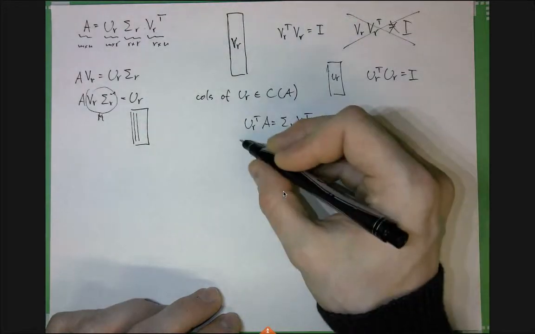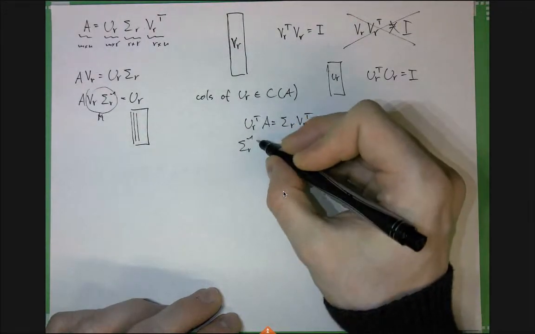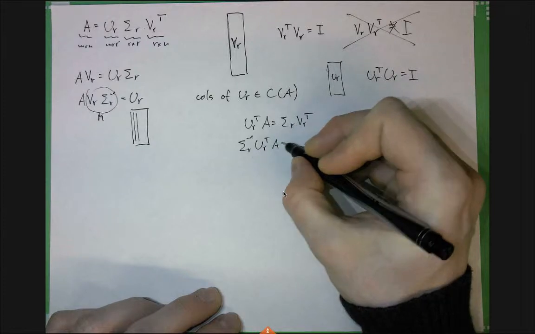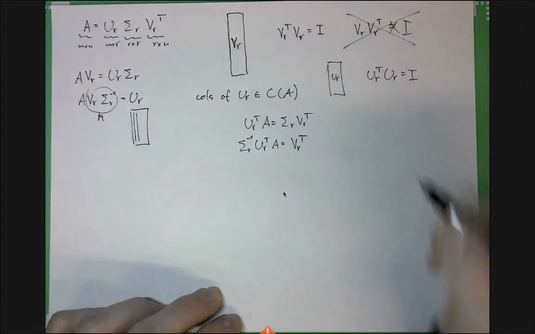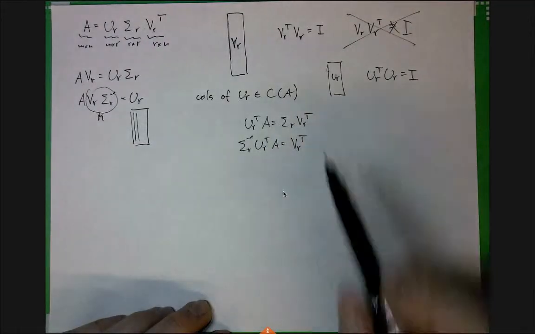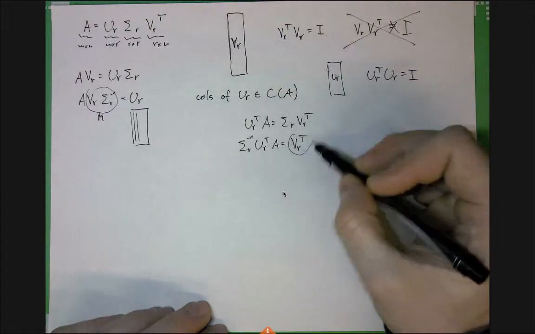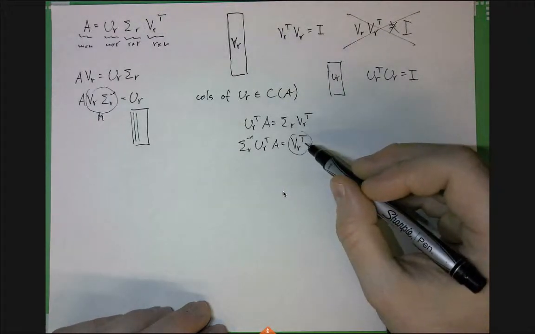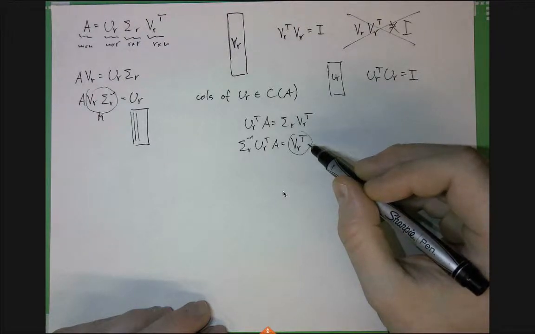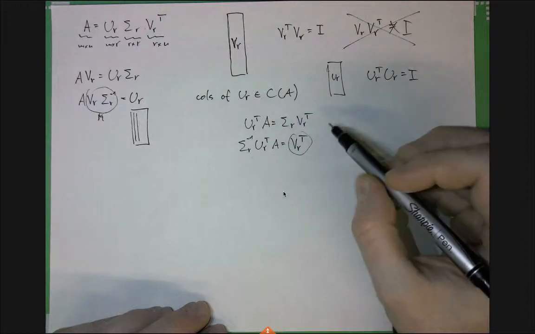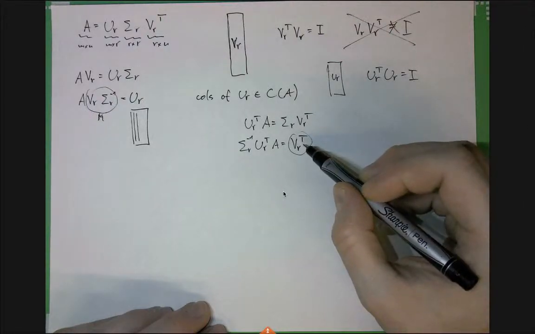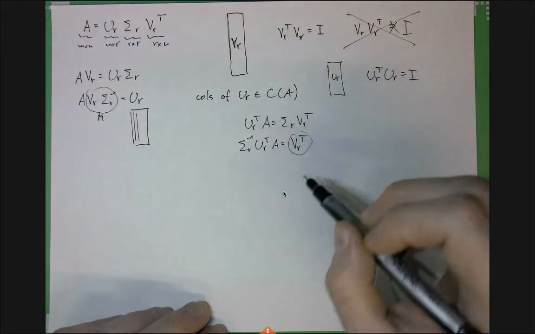Then I can use the inversion of sigma. So sigma R inverse UR transpose A is VRT. And now what does it mean for the rows of VRT? Now the similar argument applies, right? Does somebody want to say it? What is true about the rows of VRT, aka columns of VR?